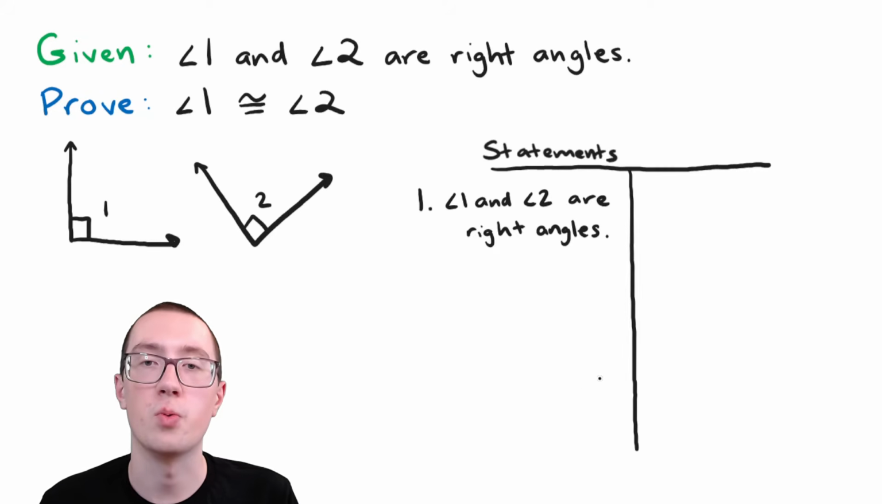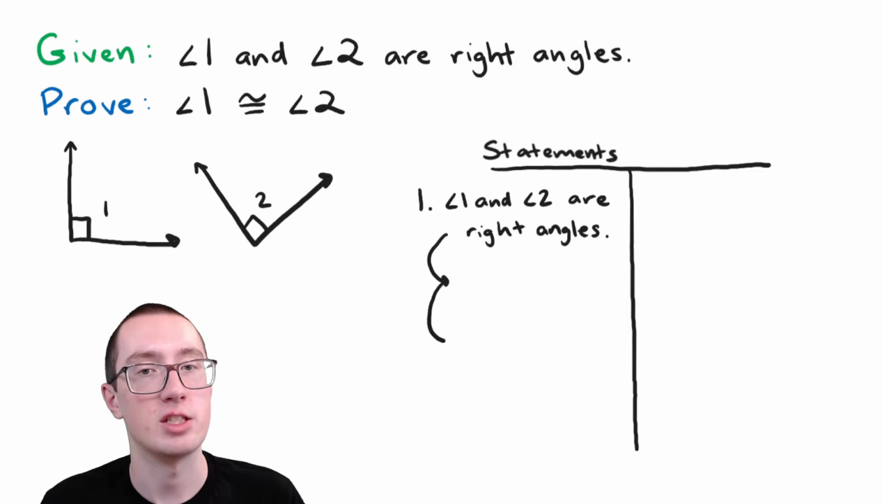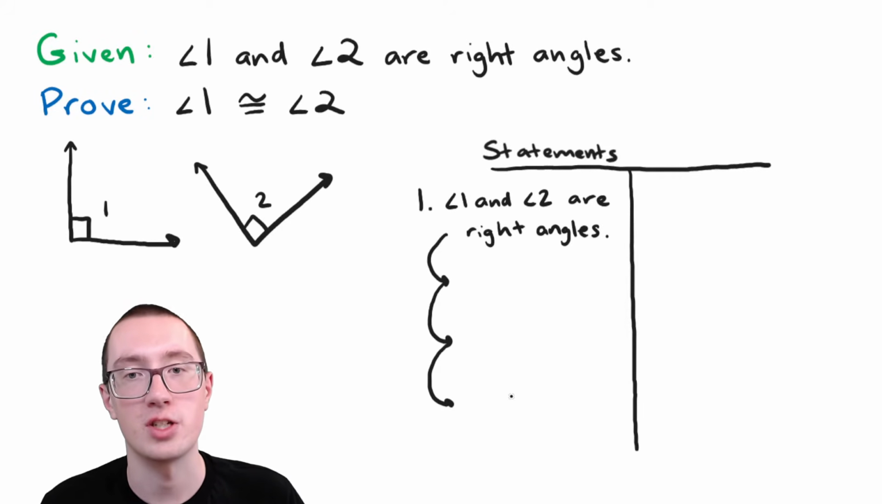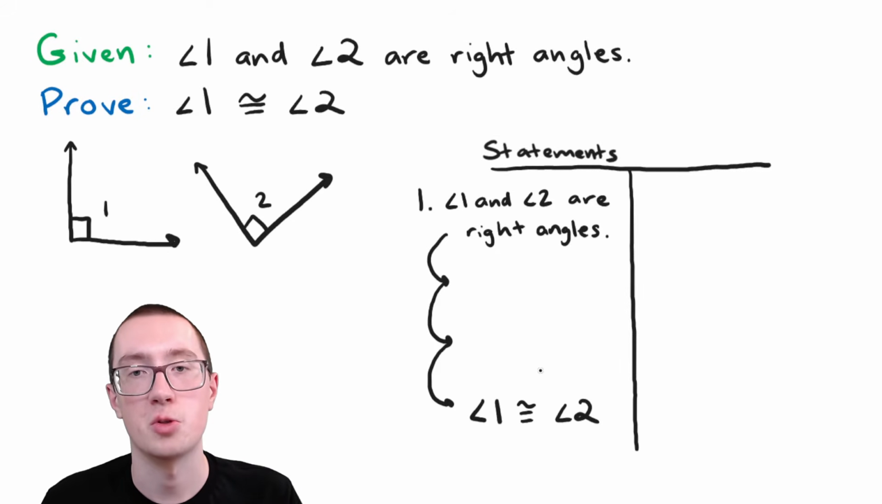And basically our goal with the left side is we're going to keep writing different statements that have to be true. So because angle 1 and angle 2 are right angles, something else has to be true. And because of that, something else has to be true. And because of that, something else has to be true. And eventually at the bottom, we're going to have our proven statement, which is that angle 1 is congruent to angle 2. This is our bottom statement. This is what we're trying to prove. And all we have to do is just connect the dots.